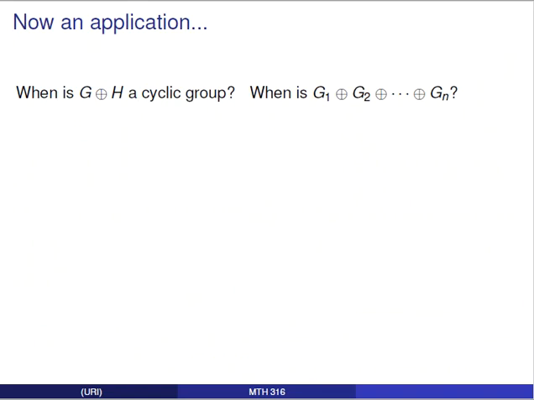Well, as we've been talking about orders, you might start to wonder when the direct product is cyclic. When is it that you'll have an element in your direct product that has the same order as the entire group? When would that be true for just 2 groups, or when would it be true if you had a direct product of more than 2 groups? Is it possible that those are cyclic?